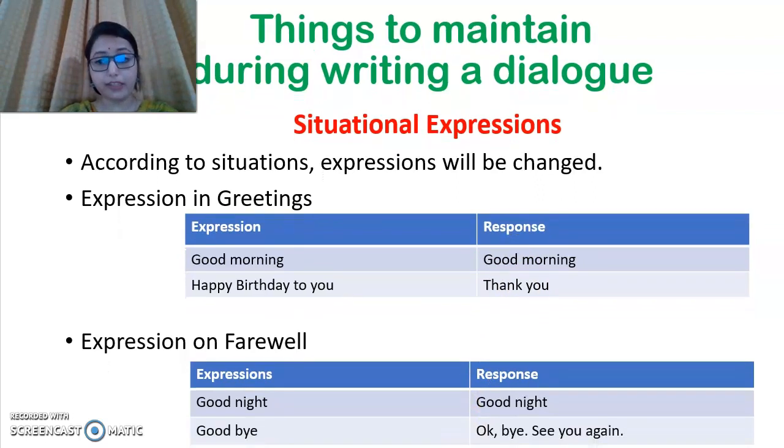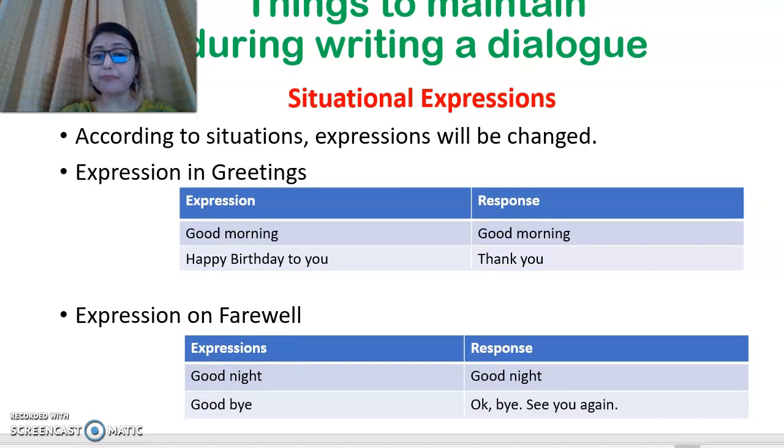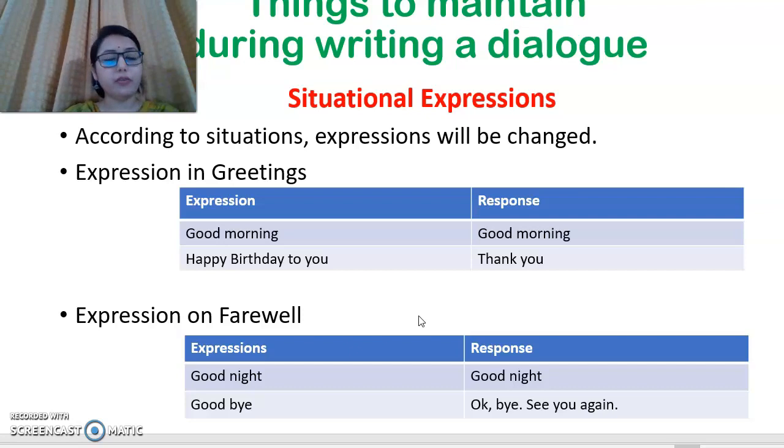Now see the next thing, expression on farewell. If you need to bid someone farewell, or you go for the end of some dialogue, what will be the expression? Good night or goodbye. If it is not night, don't say good night. If it is night, it will be good night or something like that. Otherwise it can be goodbye, okay, bye bye. Better you use bye bye or goodbye. Goodbye is much more formal. And the response will be okay, good night, okay, bye, see you again. This way the conversation is mostly concluded.